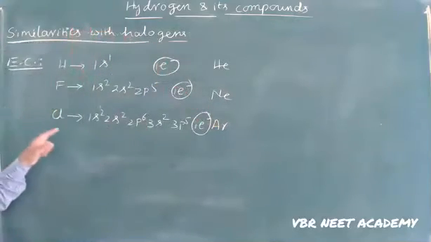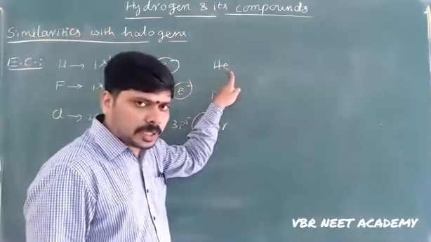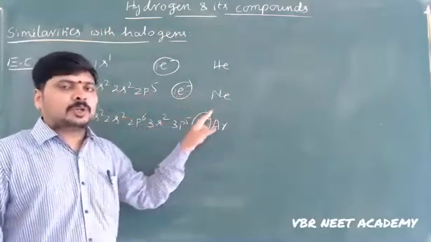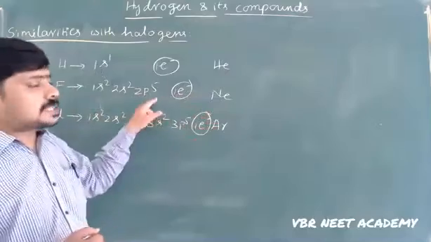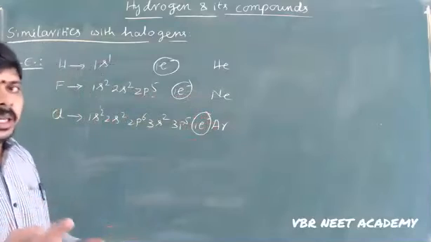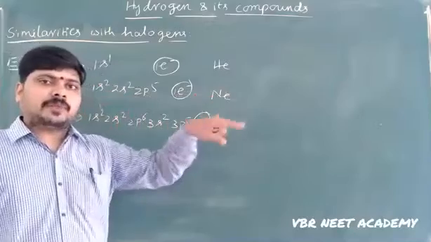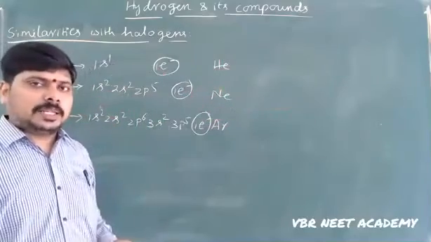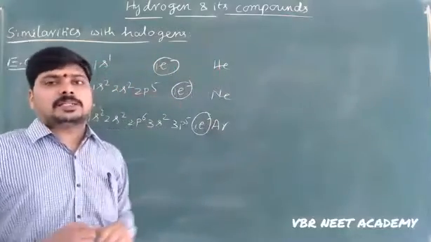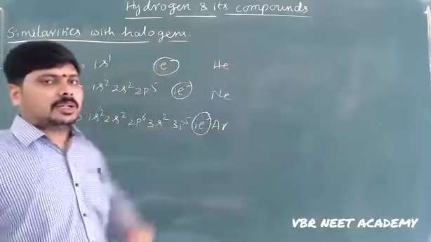Now, your hydrogen is one electron away from the noble gas configuration. Your fluorine and chlorine are also one electron away from the noble gas configuration. So this is the similarity we can say. The electronic configuration of hydrogen is like that of the halogens, because halogens are one electron away from the nearest noble gas configuration, and hydrogen is also one electron away from the noble gas configuration. That's why we can say they have similarity in their electronic configuration.